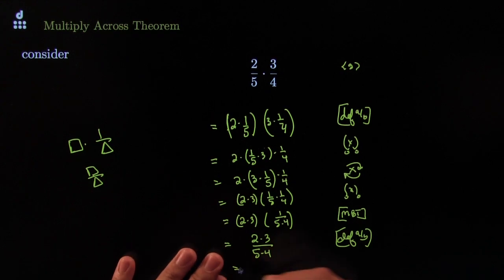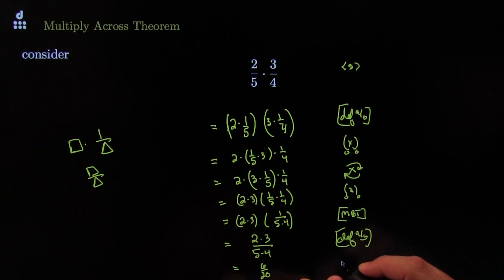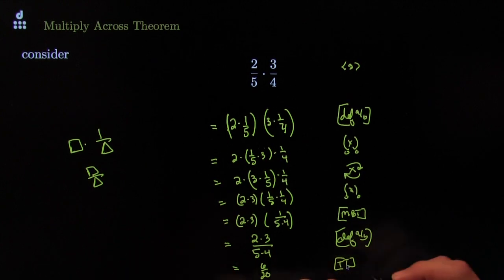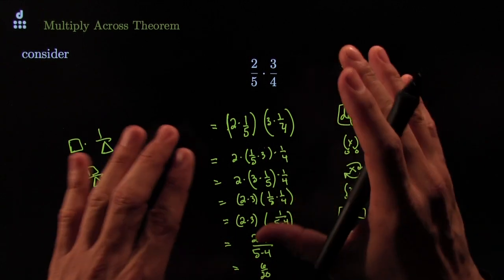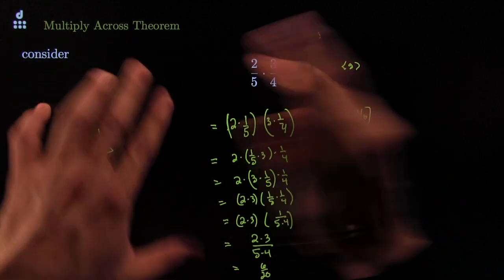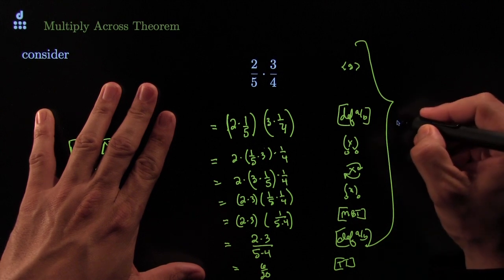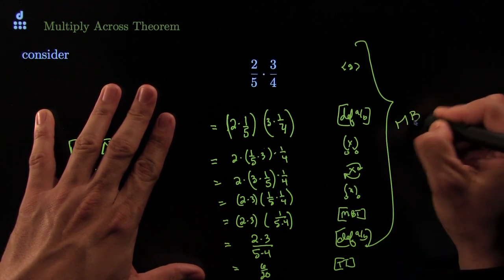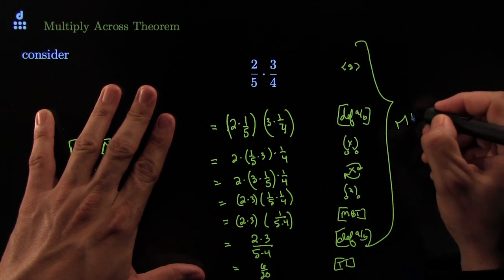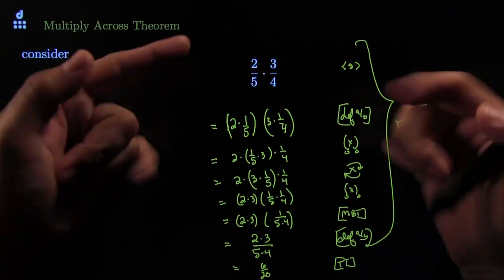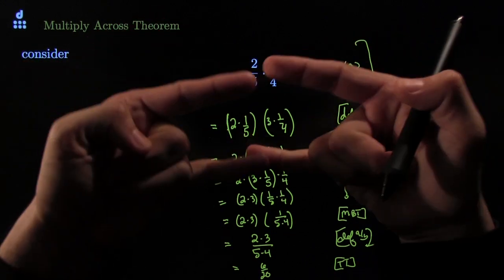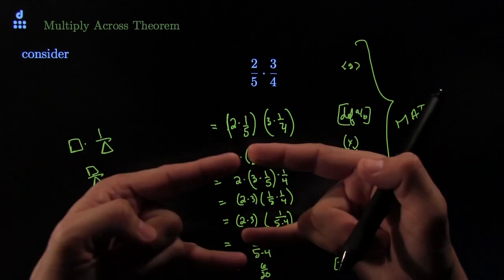Of course, you could take one step further here and do a little times table. 6 over 20, and that would be by times table. And then you can simplify if you want, but that would be a different subject. Today, what I want to do is focus on the multiply across theorem. We're going to package all these steps into multiply the bottoms. Oh no, sorry. Multiply across theorem, MAT. Multiply across the top and across the bottom. That's why it's called MAT. Multiply across.